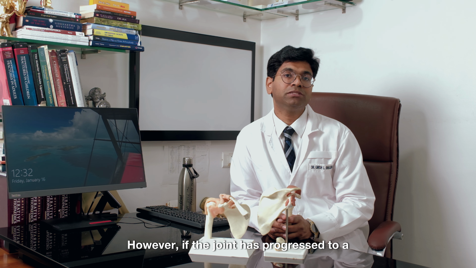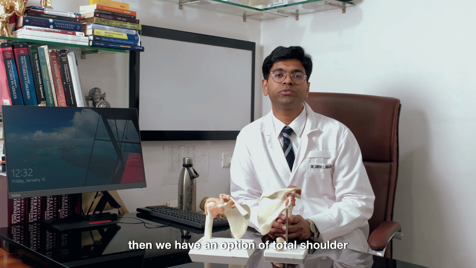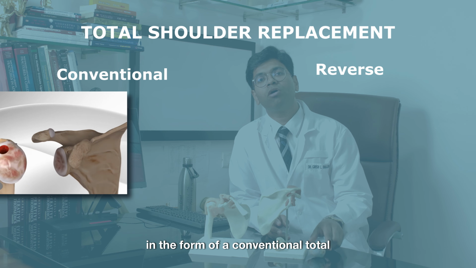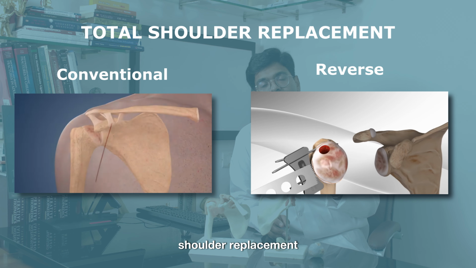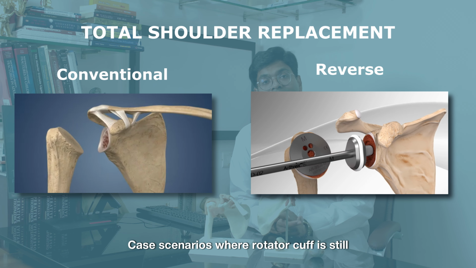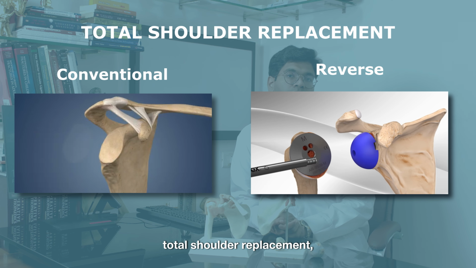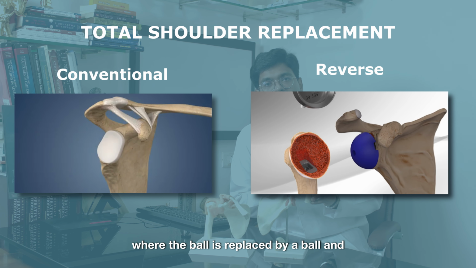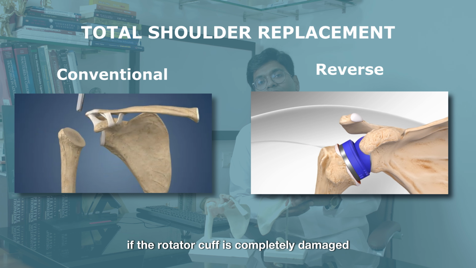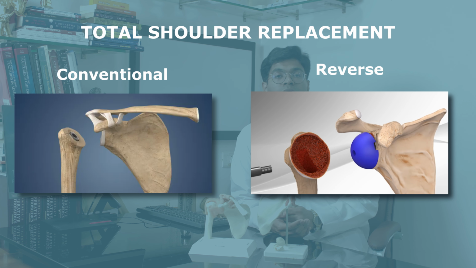However, if the joint has progressed to a condition where arthritis has already set in, then we have an option of total shoulder replacement which can be utilized in the form of a conventional total shoulder replacement or a reverse shoulder replacement. Case scenarios where rotator cuff is still healthy and can be salvaged, we would love to offer something called a total shoulder replacement where the ball is replaced by a ball and the socket is replaced by a socket.